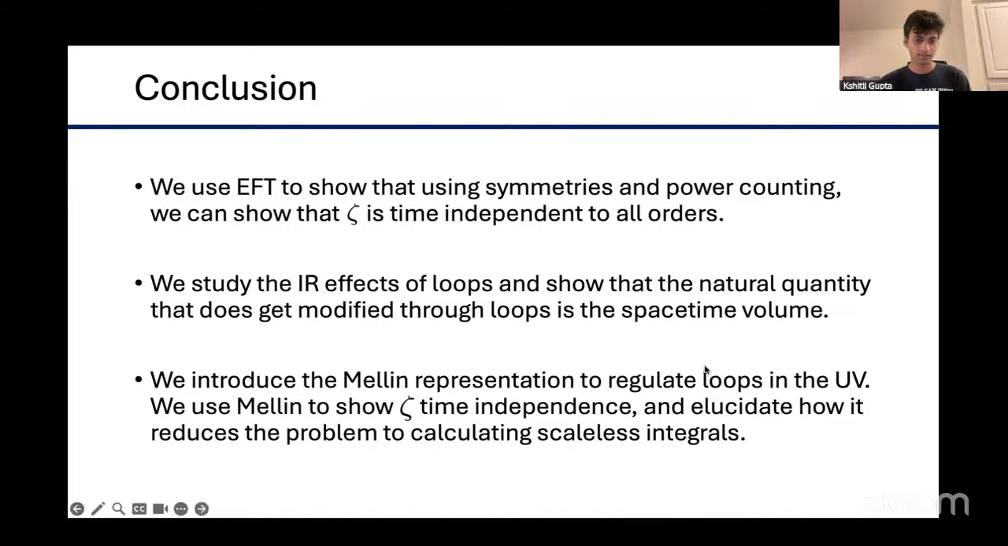And the last thing that we did not get the chance to talk about is the Mellin representation and a way to do loops in the full theory, which can also show us how zeta is time independent directly. And it also tells us how to do loop calculations for different correlators if people are interested in that.